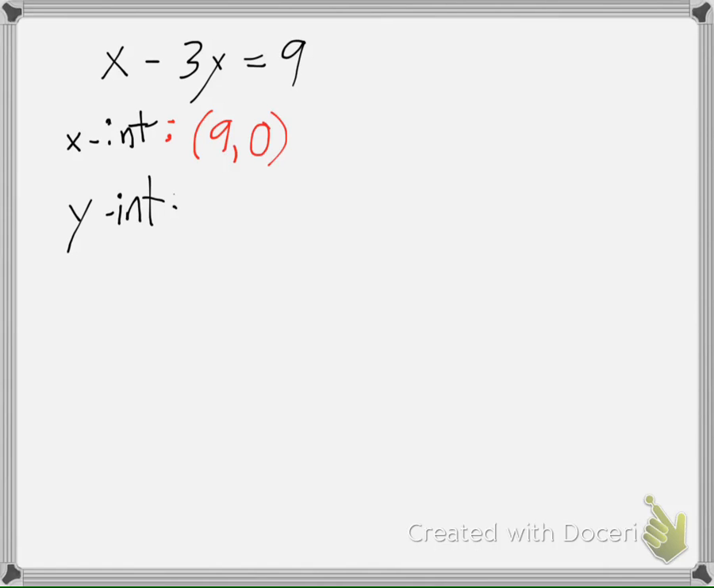All right. The y-intercept. The y-intercept is where x is 0. So that means this goes away. Remember, though, that doesn't mean I'm left with 3y. It means I'm left with negative 3y. So I'd have to divide through by negative 3 on both sides, and I'll get y equals negative 3. So x is 0, y is negative 3.